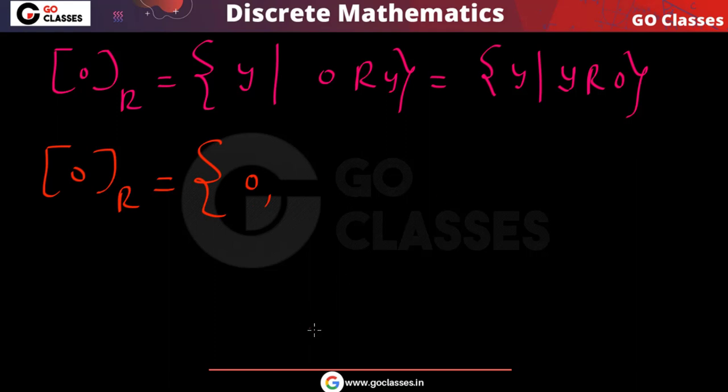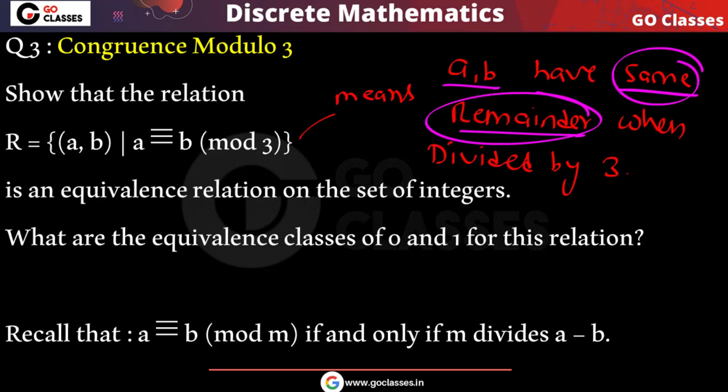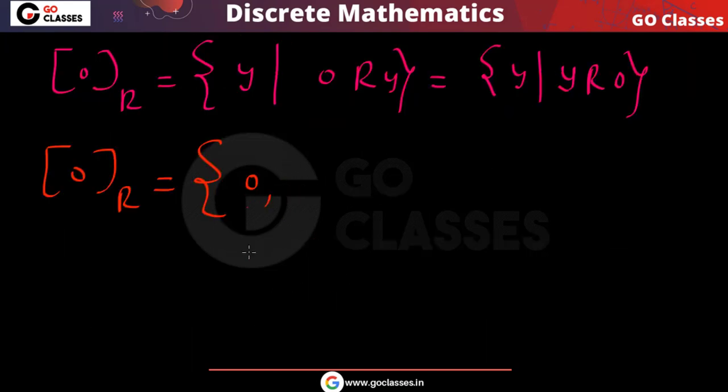Basically, those elements which give you the same remainder when you divide by 3 are equivalent. So this 0 will give you remainder 0. This 0 is equivalent to 3, because both of them will give you remainder 0. 0 is equivalent to 6, both of them will give you remainder 0. 0 is equivalent to minus 3, both of them will give you remainder 0.